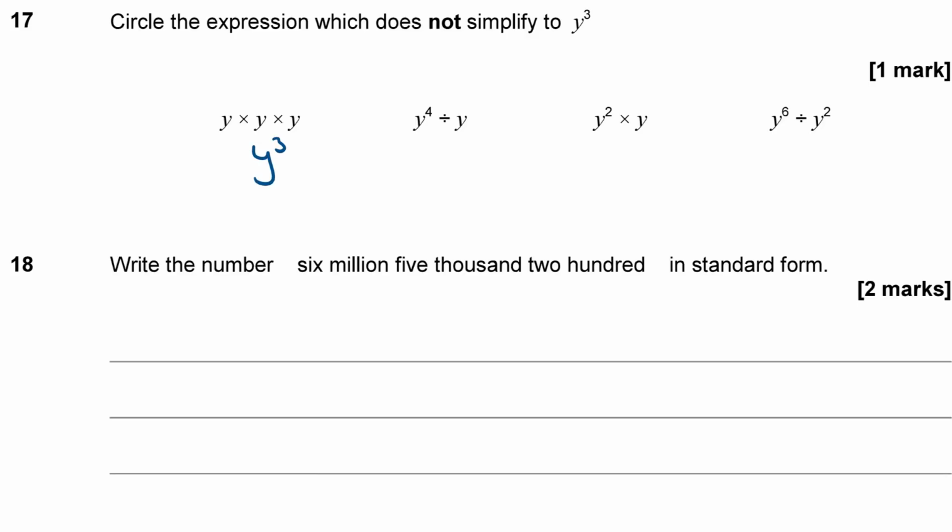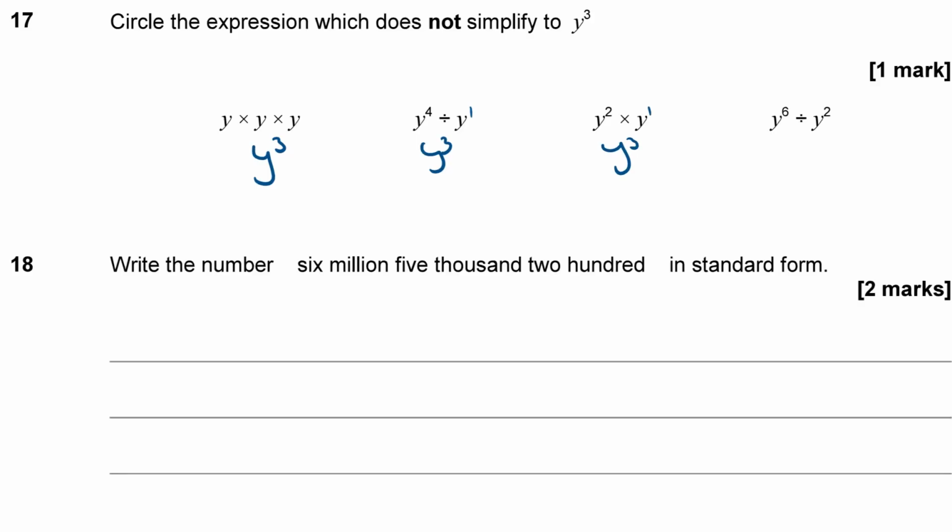So that does. Y to the power 4 divided by y. When you divide numbers with the same base, you subtract the indices. Y has got an index of 1, so 4 subtract 1 is 3. That is y cubed. Y squared times y, again, multiplying numbers together with the same base, you add the indices, that is y cubed.